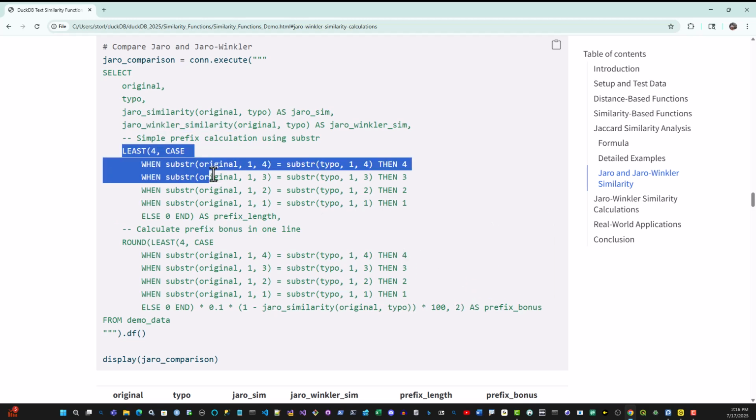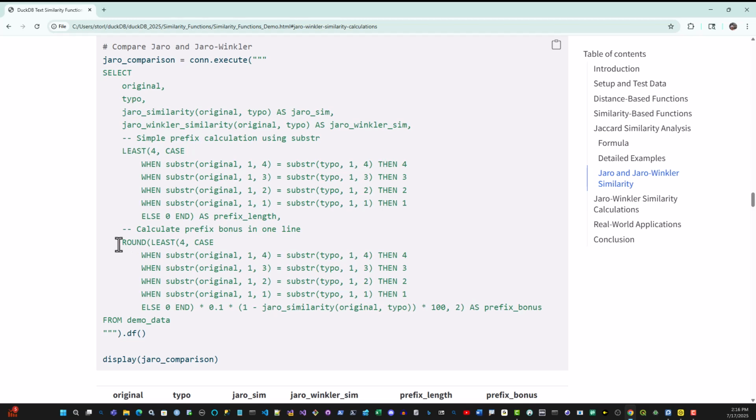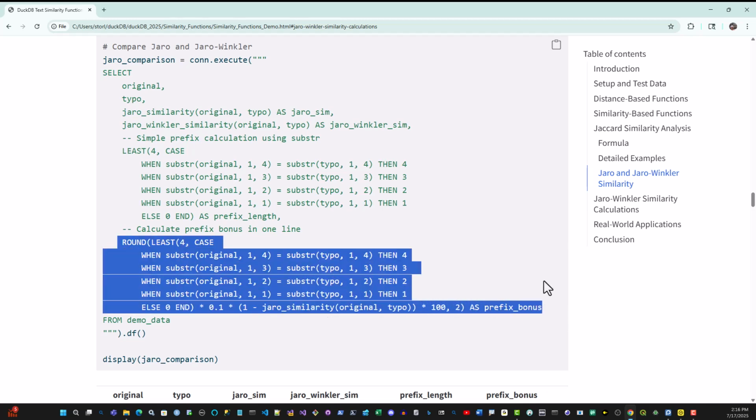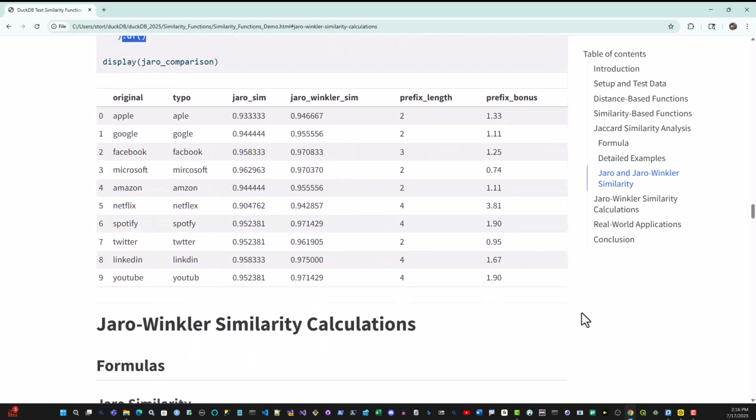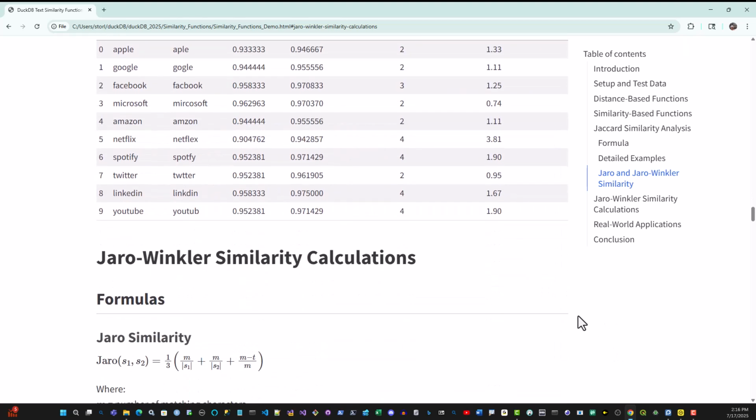Now we'll get back to why this is 1, 2, 3, 4 here. And the same with this one, which is the prefix bonus. And this is the prefix length. So here is the output. So let's try to build this up a little bit.